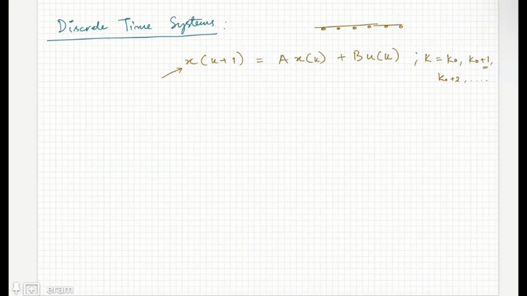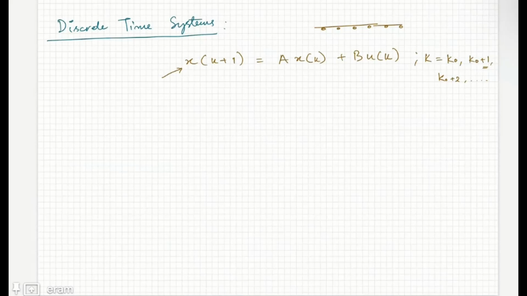So we have k naught plus 1, k naught plus 2, and this k naught belongs to, we can say, minus n to n. So it can be -1, -2, -3, or anything, or 1, 2, 3, or 0, whatever we can have based on our system.